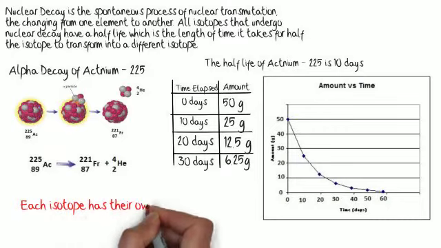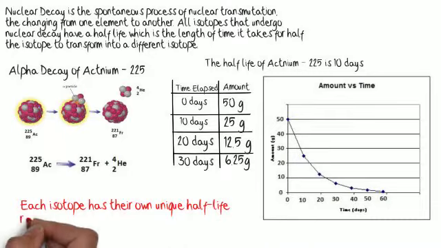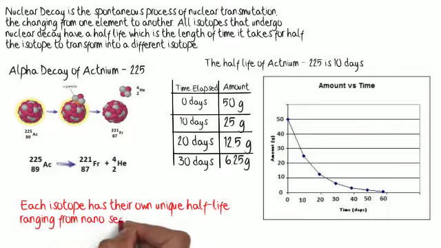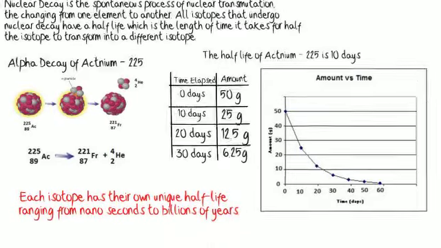You can see here on this graph how the half-life works. Every 10 days, you cut the material you have in half. Now, it's important to note that this is the half-life specifically for Actinium-225. Each isotope has its own unique half-life.